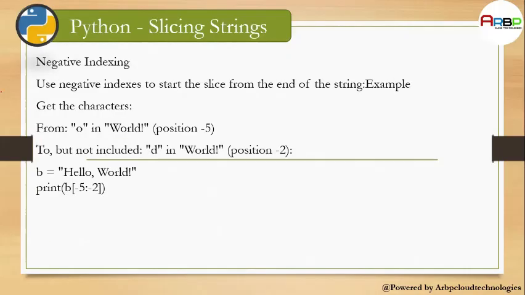We have negative indexing also. It uses negative indexes to start the slice from the end of the string. For example, get the characters from the O in world, position -5, to but not included the D in world, position -2. We will have here -5 colon -2. Let's see what prints. It will print orl, only part of world.